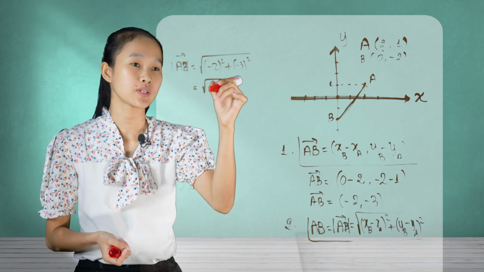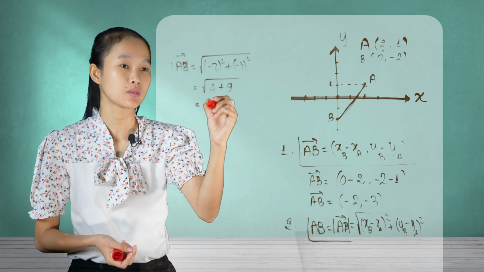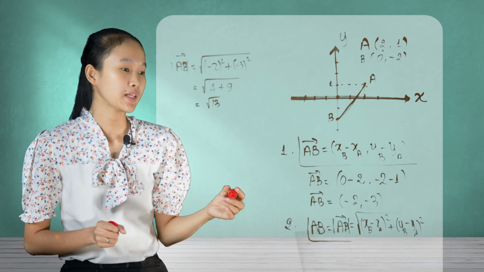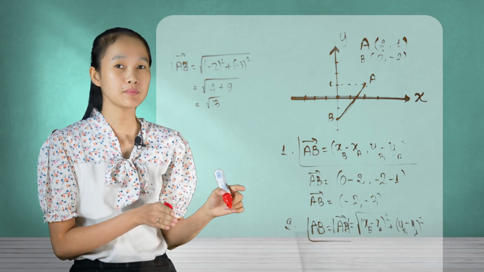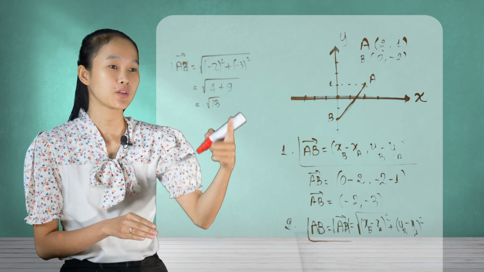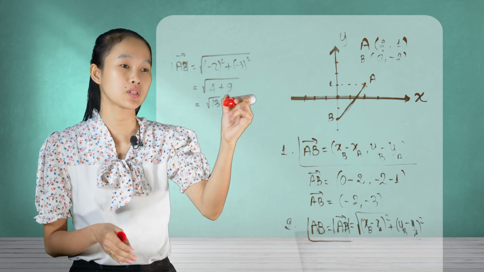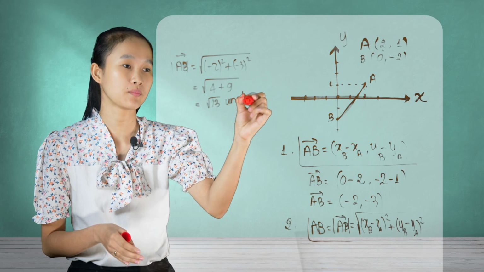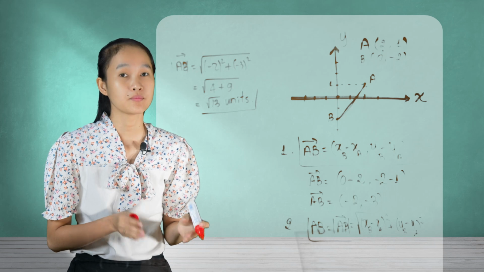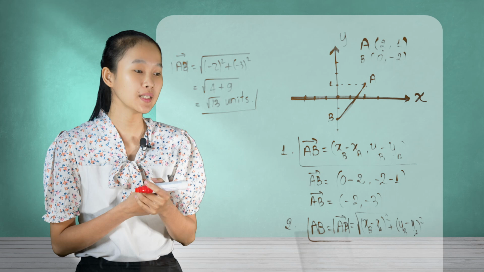Negative 2 to the power of 2 is 4, and negative 3 to the power of 2 is 9. So it's going to be the square root of 13. Just leave it here. And if the problem gives a unit, you write down the unit here, centimeter, meter. But if the unit is not given, you can just write down units. This is how you find the distance between 2 points in a plane.